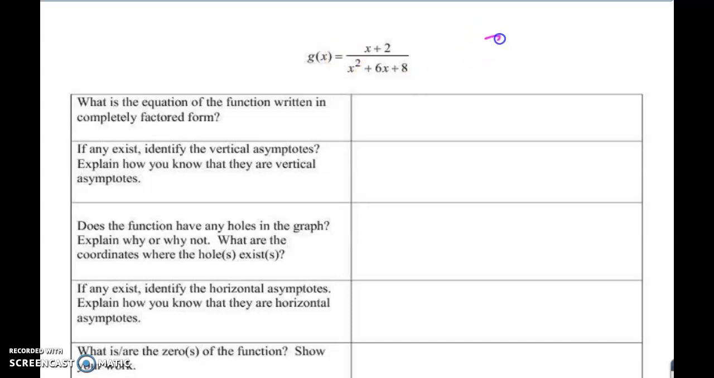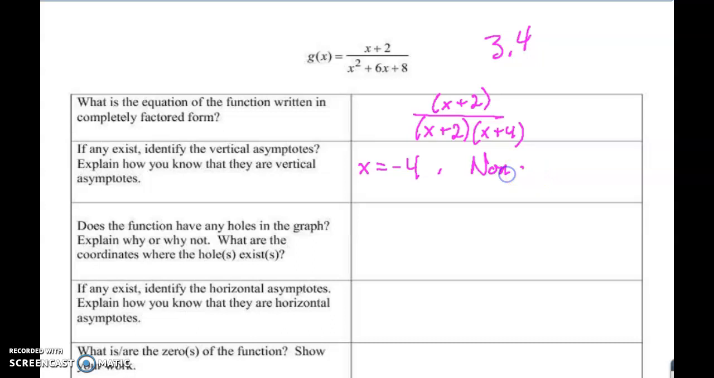So this is finishing up 3.4. This video should not be very long because as you look at the factored form in this problem, you can actually factor the denominator to be x plus 2, x plus 4. So where's the vertical asymptote? It's at x equals negative 4. Why? It's a non-canceling factor in the denominator.